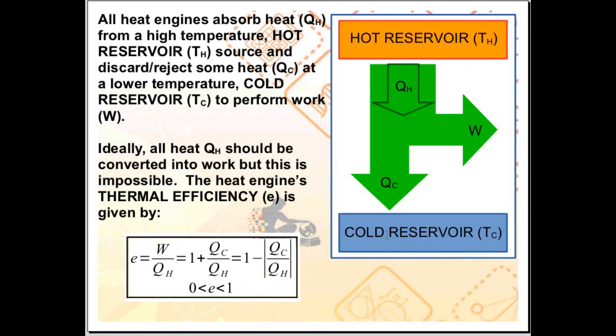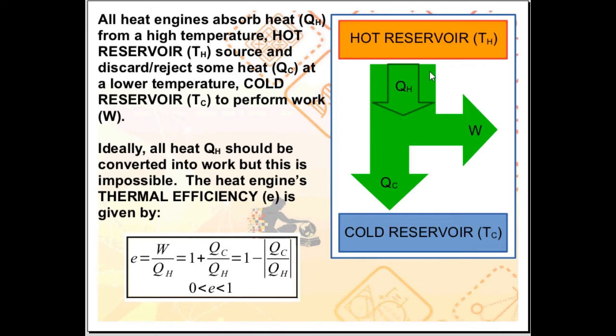That's not to say, however, that all of the heat Q is transformed into mechanical work W. All heat engines absorb heat QH from a hot reservoir at a high temperature TH. Part of this heat is transformed into mechanical work. The rest is discarded into a cold reservoir TC. So, the system absorbs QH, performs work W, and discards heat QC.